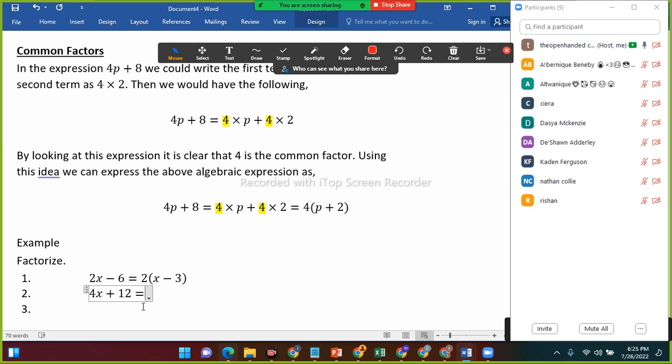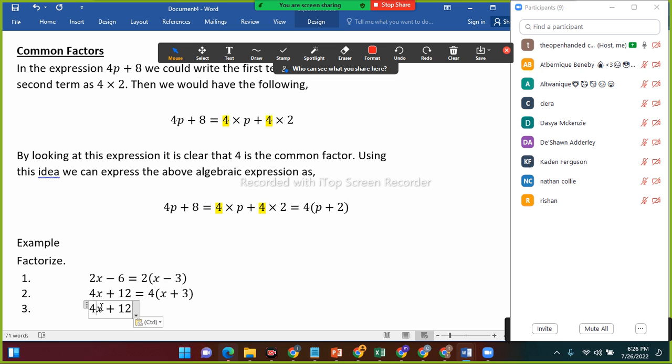Deja, how would we do this? 4x plus 12. What is the common factor between 4x and 12? 4. 4, very good. So 4 goes on outside, what goes inside the brackets? X plus 3. 3, very good. X plus 3. Why x plus 3? Because 4 times x gives us 4x, and 4 times 3 gives us 12. So let's do the next one.